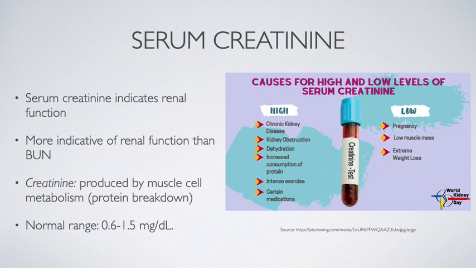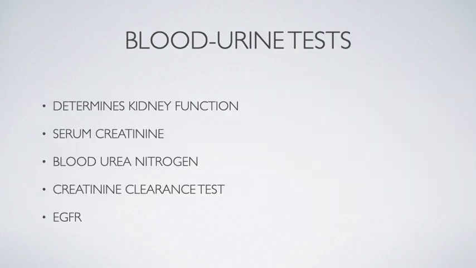So you can have high creatinine, lots of protein catabolism from kidney disease, kidney obstruction, dehydration, increased consumption of protein, intense exercise, and certain medications. Low creatinine, on the other hand, may be caused by pregnancy. You're giving away all that protein to that baby growing it. Low muscle mass and extreme weight loss because you're breaking fat down, right?